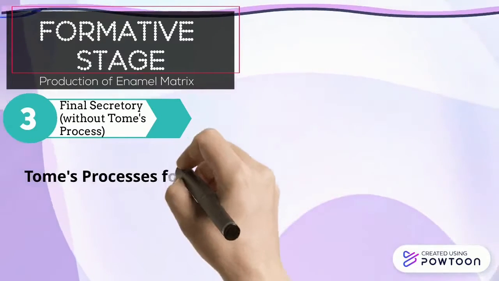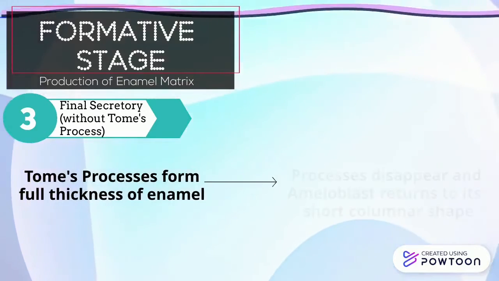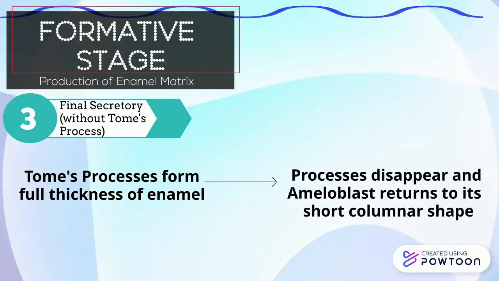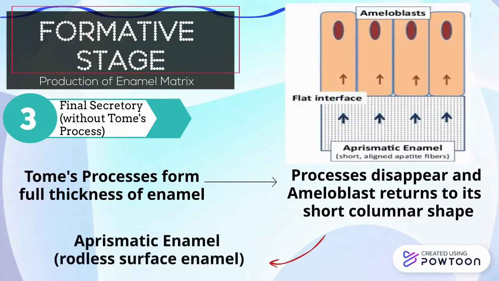When Thom's processes form the full thickness of enamel, which is partially mineralized, it will disappear and the ameloblast will return to its original shape, short and columnar. This short and columnar ameloblast will form the enamel layer on the outermost surface of the tooth, which is also devoid of rods, marking it as the end of the formative stage.